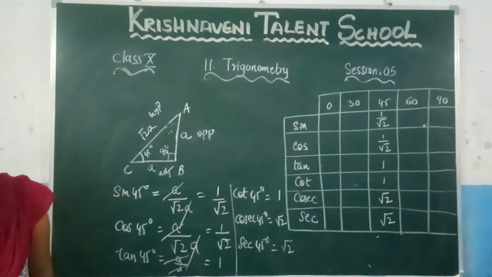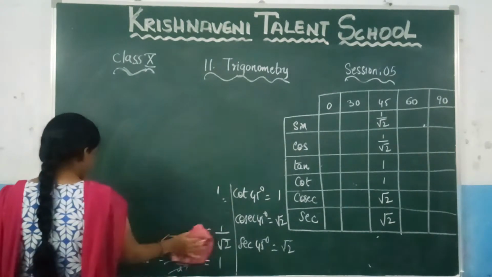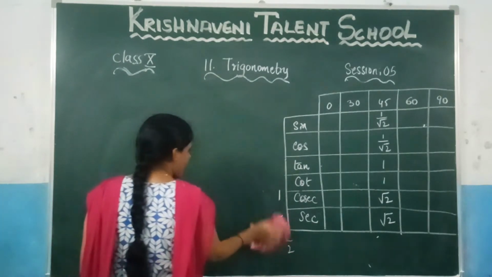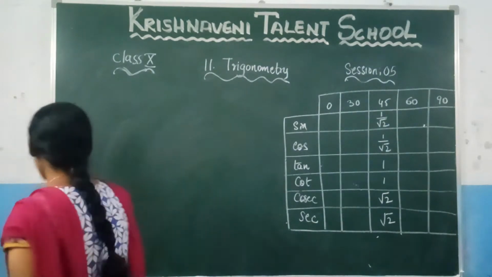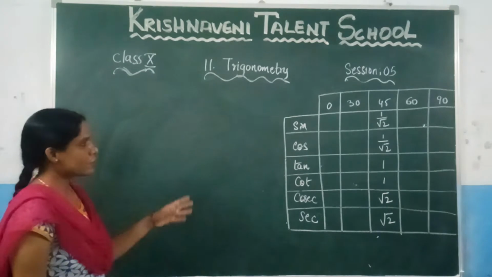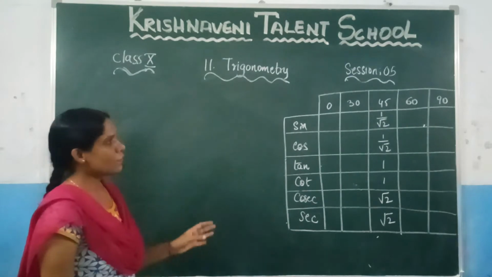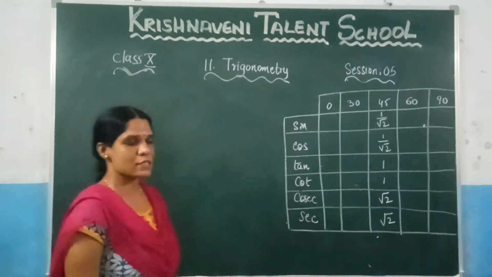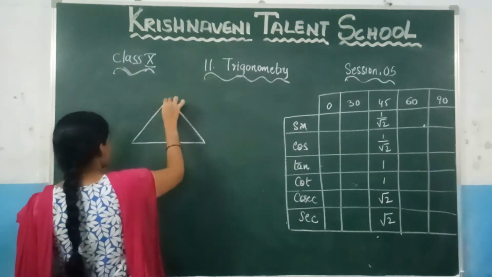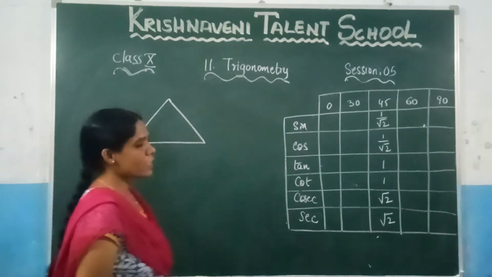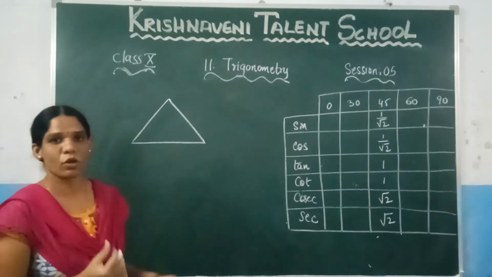Now let us see how to calculate the remaining angles. Now I am calculating the angles of 30 degrees and 60 degrees. How am I calculating? Let us see here. For this we need to take an equilateral triangle. What are the properties of the equilateral triangle? You know that in an equilateral triangle all the angles are equal and all the sides are equal.